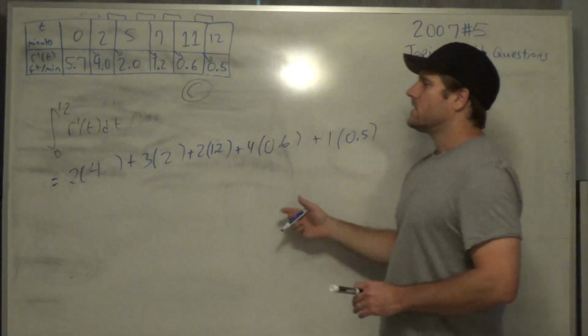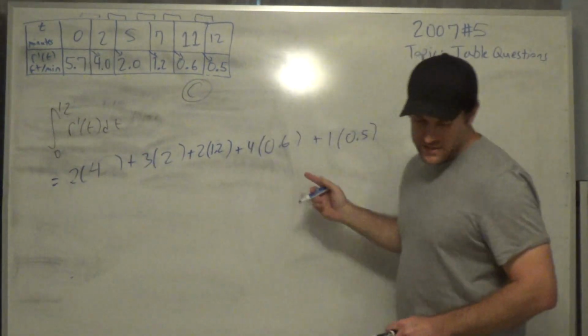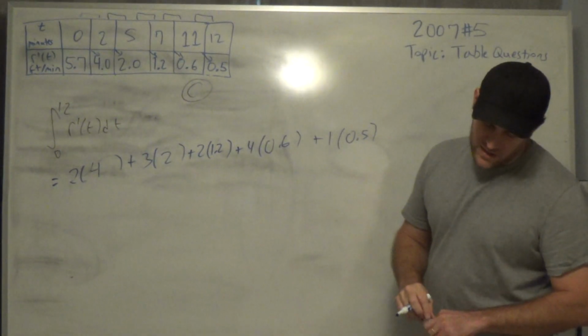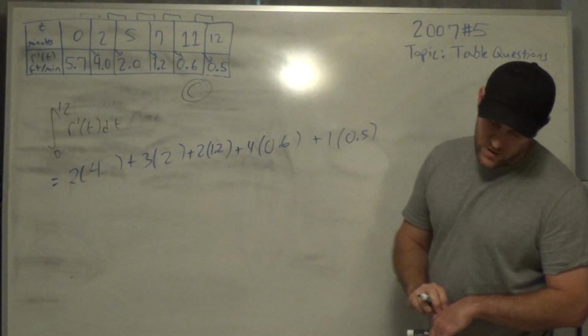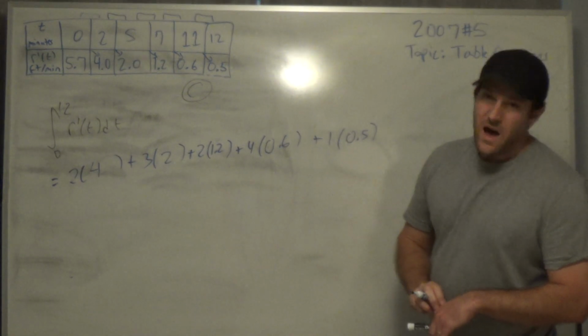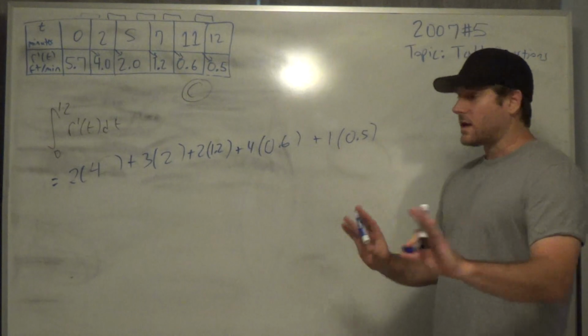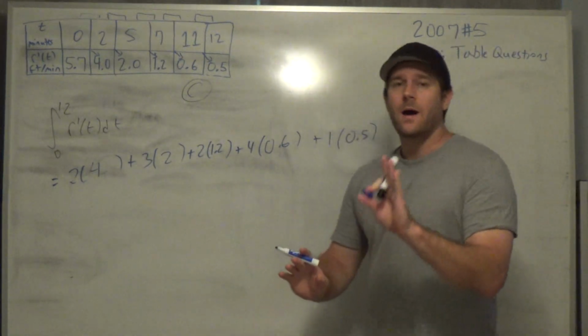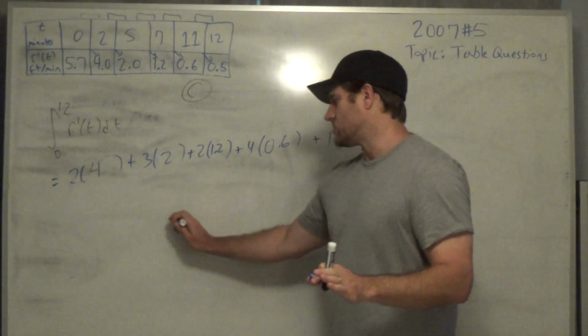And this is our answer. The estimate for this is this. We do not need to simplify it. Now it says, using correct units, explain the meaning of this. Now, it's really going to go really quick. I want you to think about position, velocity, acceleration.